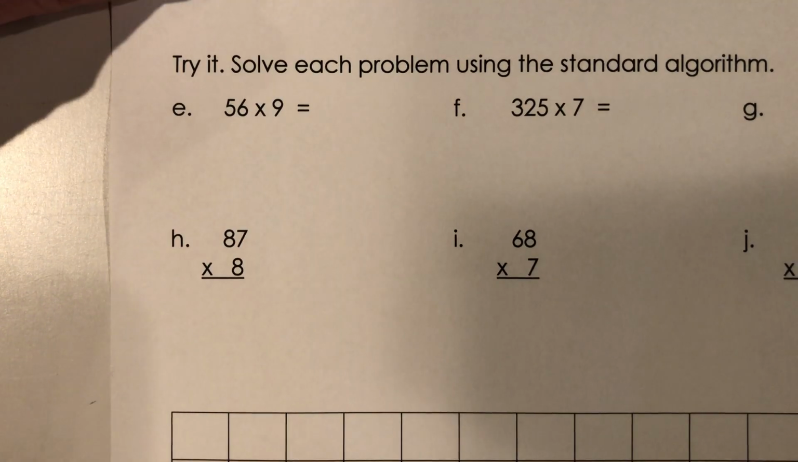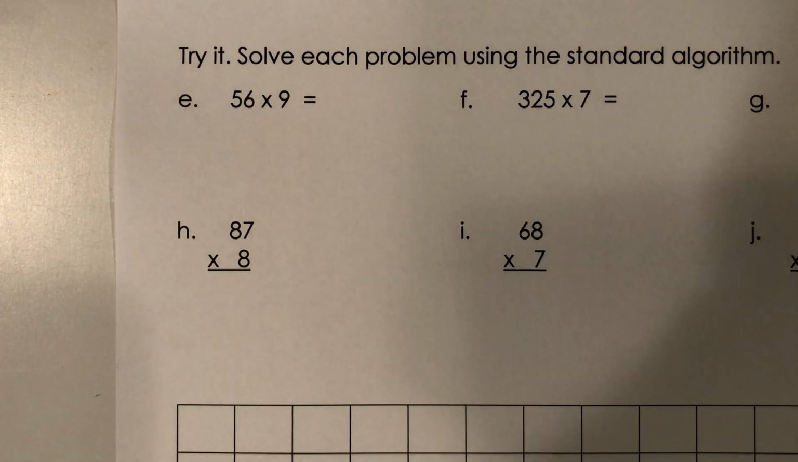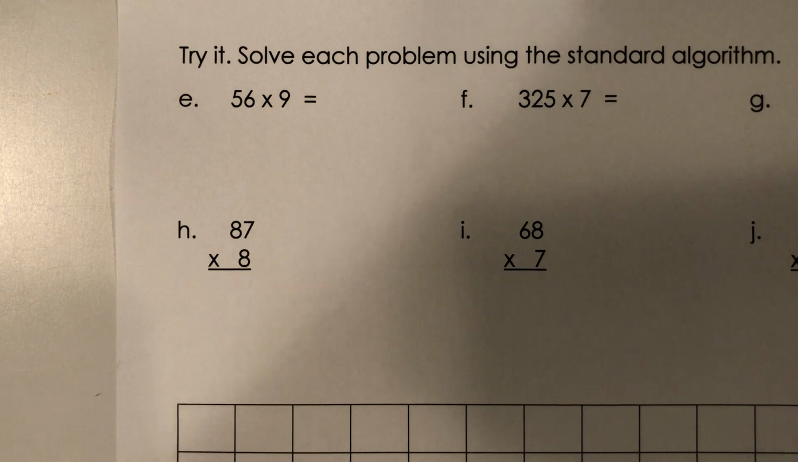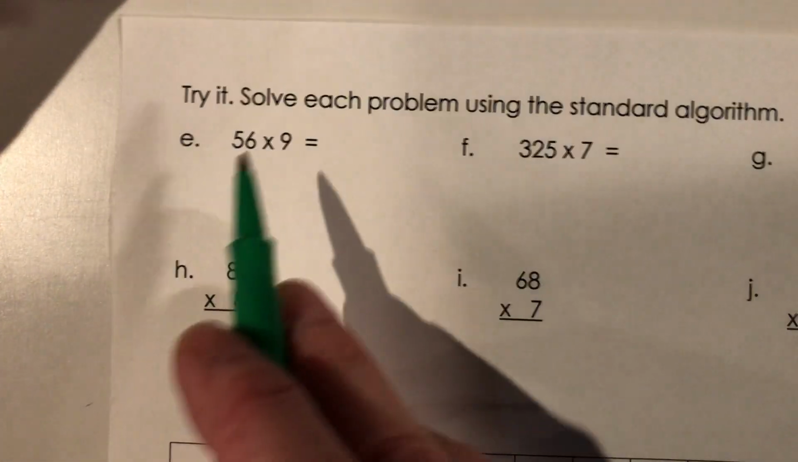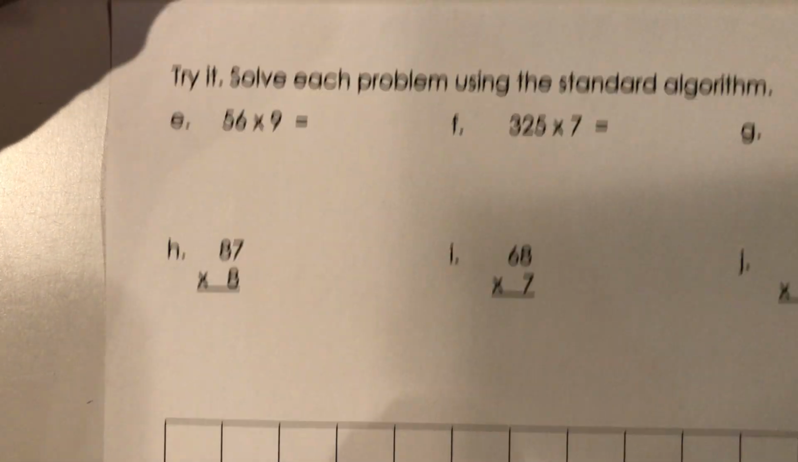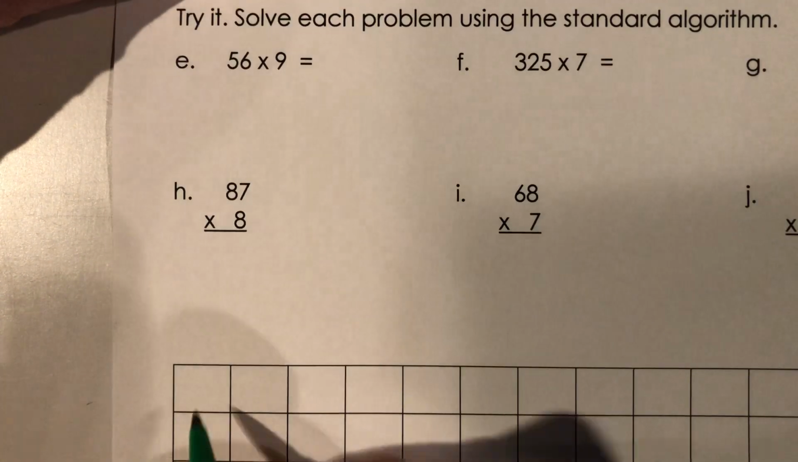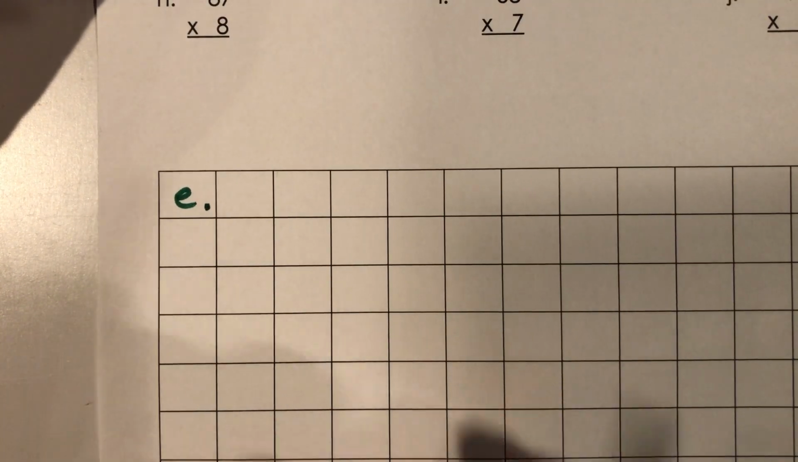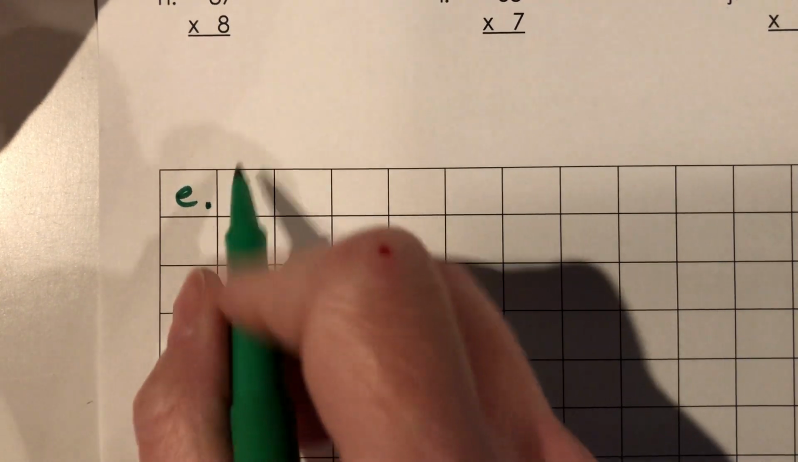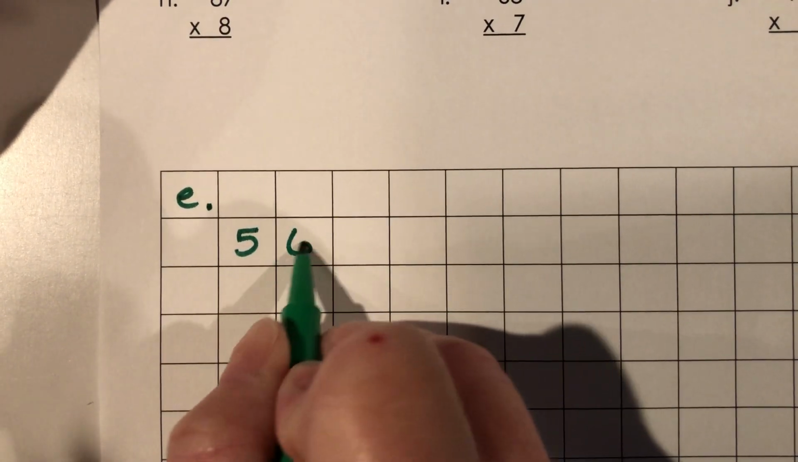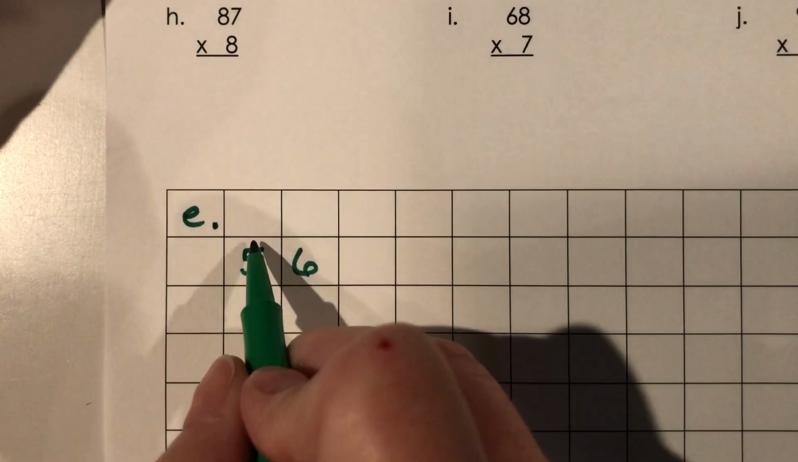Okay, on the next page, all we're going to do is practice this. And I gave you some grid paper just because I know when you're first doing this, a lot of times it's easier to be able to separate these digits by place value into the squares. So for letter E, it says, solve each problem using the standard algorithm. So 56 times 9, I'm going to label letter E right here. And to do 56 times 9, I'm going to leave this top spot blank in case I have to carry anything over. And I'm going to use 1 box per square, so 56, 5, 6.